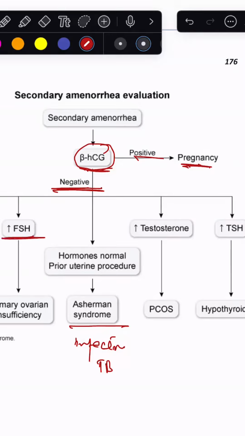If FSH is high, it might be a primary ovarian insufficiency. In case of primary ovarian insufficiency, it would be an ovarian failure leading to loss of estrogen. FSH and LH are going to be high because of no feedback. The causes will be chemotherapy, radiation therapy, autoimmune, Turner syndrome, or fragile X.